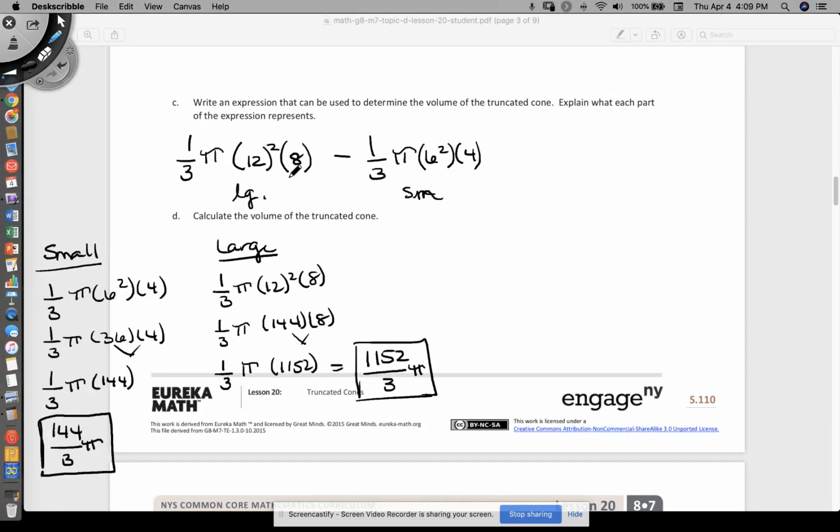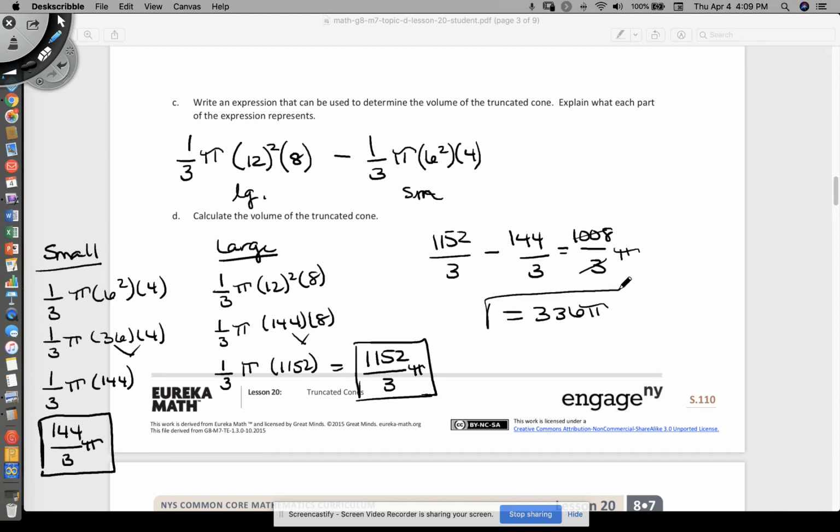All right, so now I have those two sides. What am I going to do with those two numbers? I'm going to subtract them, obviously putting the larger one first. Denominators are the same, so they stay the same. And when you subtract that straight across, you get 1,008. Now 3 does go into 1,008, so I can get rid of that. By the way, there's a pi there. And my final answer is 336 pi.